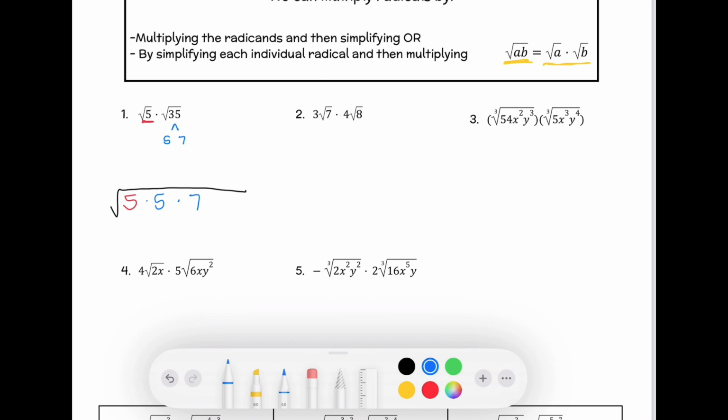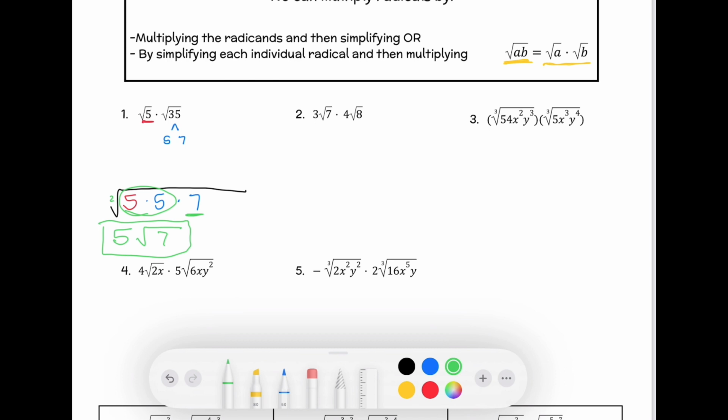Just like we did with simplifying, once you get to this step, it's exactly the same as simplifying. I'm going to circle, I have 2 5s, and we're looking for pairs because we have a square root, so our index is 2. I have 2 5s on the inside, that means I can have 1 5 on the outside. And this 7 has to stay inside because it doesn't have a pair, so it's just square root of 7. That would be our final answer for that.